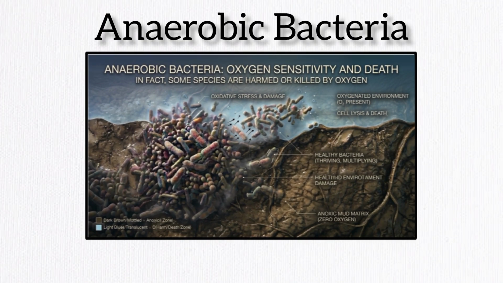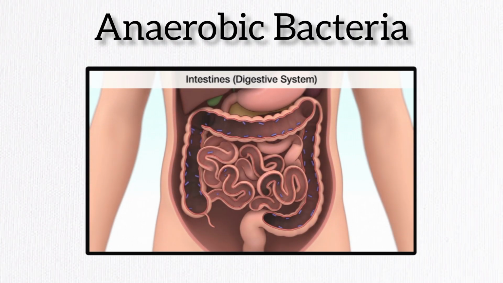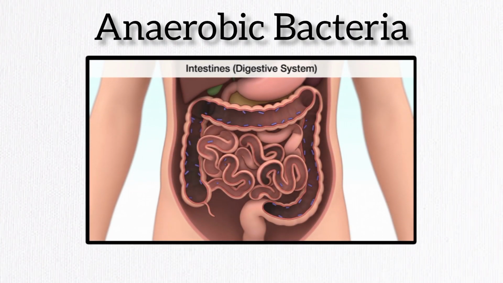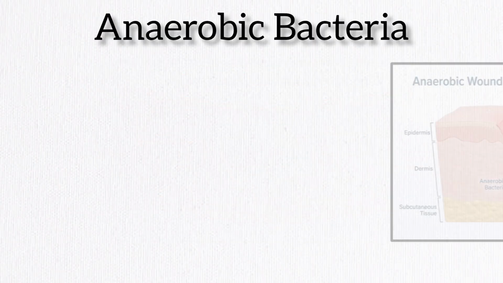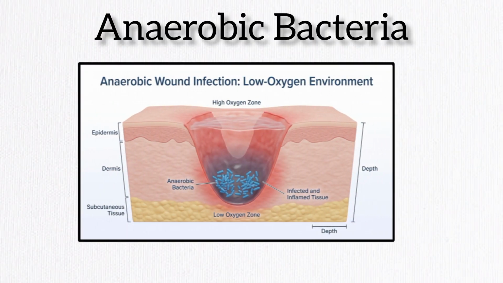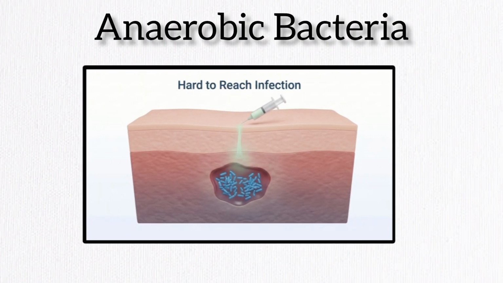They produce energy through processes like fermentation or anaerobic respiration, which do not require oxygen. These bacteria are commonly found in deep soil, sediments, and the human digestive system, particularly in the intestines. Many anaerobes are beneficial, aiding in digestion and nutrient absorption. Others can cause infections, especially in wounds or internal tissues where oxygen levels are low. Treating anaerobic infections can be challenging, as these bacteria often grow in hidden or hard-to-reach areas of the body.